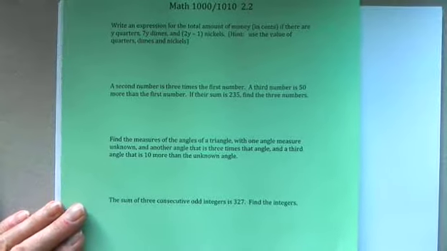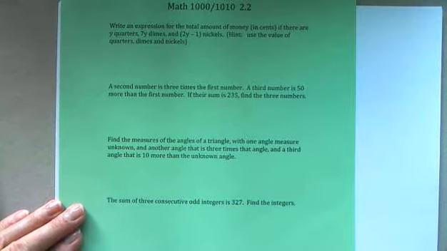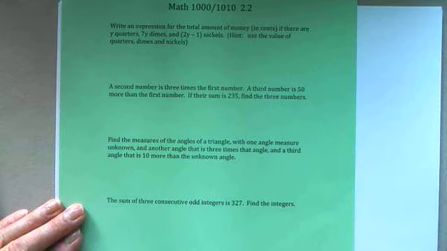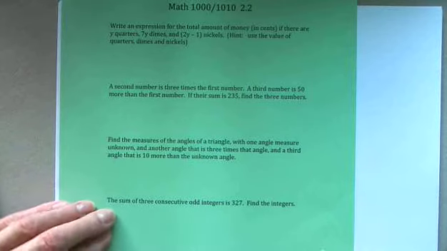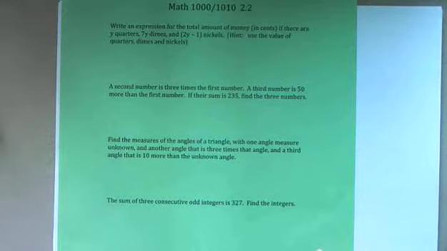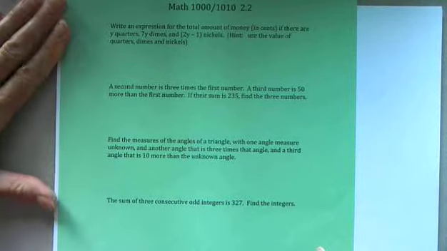So it says, write an expression for the total amount of money in cents if there are y quarters, 7 times y dimes, and 2 times y subtract 1 nickels. And the hint is to use the value of quarters, nickels, and dimes. So we're just writing an expression. That means we don't have to solve it. We're not trying to get an answer. We just want an expression.